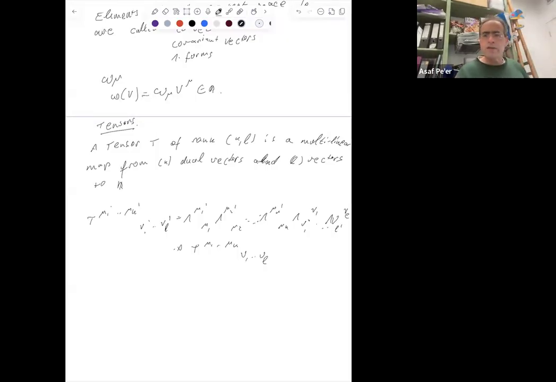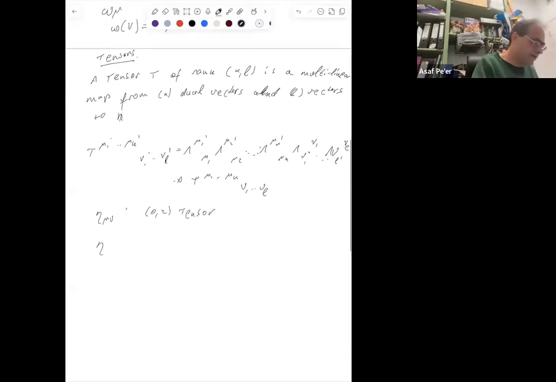And then we saw that there was one tensor which we already know about. This is called the metric tensor, eta mu nu. This is a (0,2) tensor. Its operation on two vectors is called the inner product. Eta of v, w is v dot w. This is the inner product.